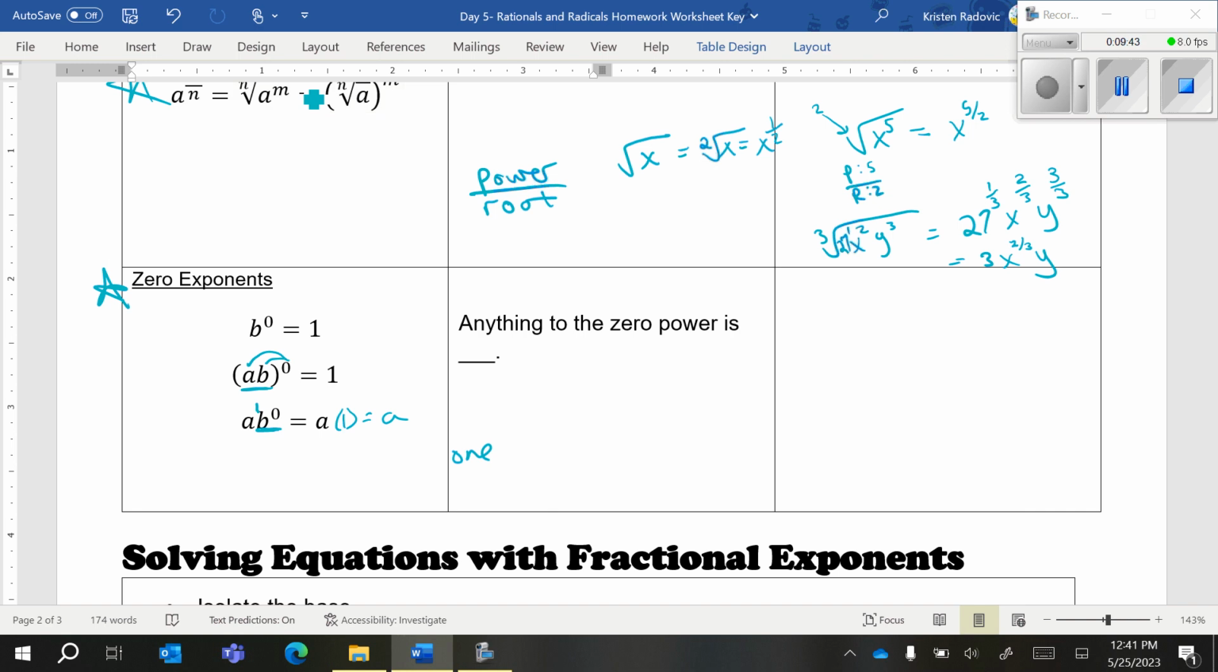So for example, if you had 3 to the 0, that is 1. If you had 4x squared y, all to the 0, you would distribute a 0 to everything on the inside, and ultimately you get 1 for everything. But if you had 4x to the 0, because there's no parentheses, you can't distribute, and that means only the x becomes 1, which leaves you just with 4.